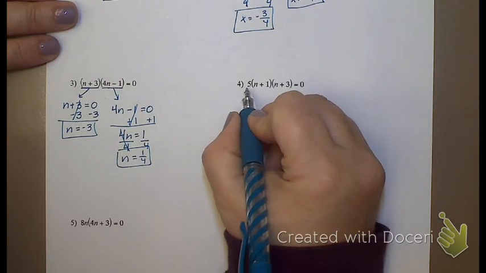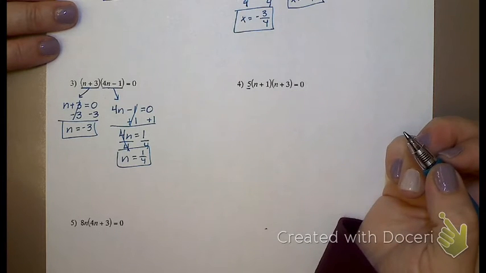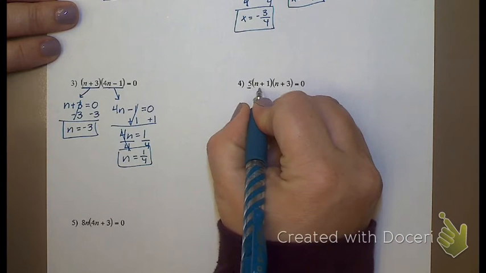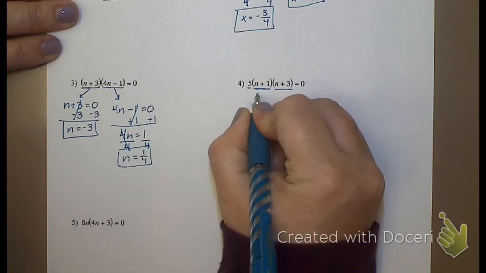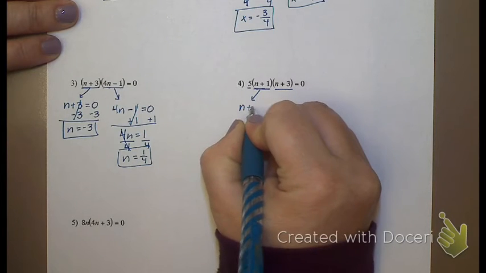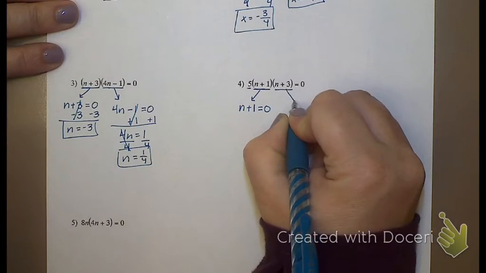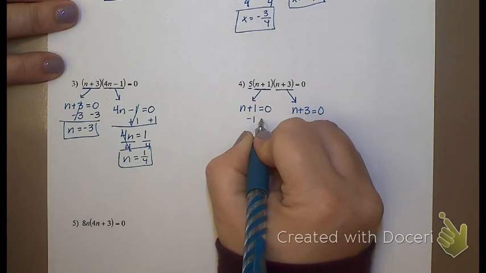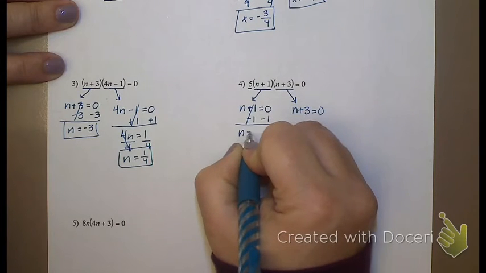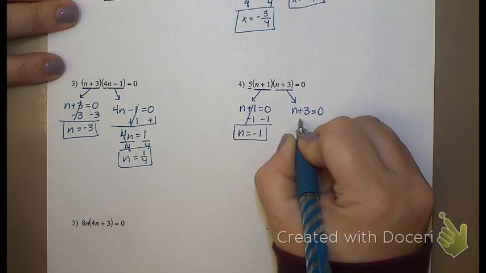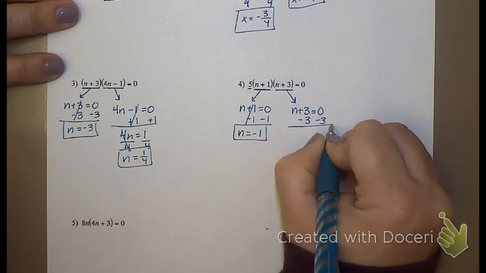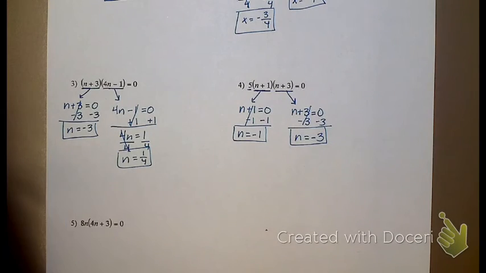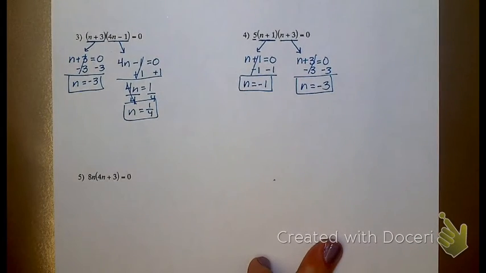So I have a 5 out front. Do I set that equal to 0? No. There's no letter with it. There's no answer with it. So I'm just going to set these two, n plus 1 equal to 0, and n plus 3 equal to 0. So here I'm going to subtract 1. That gives me n equals -1. And over here I'm going to subtract 3. And yes, I do want to see all this work. N equals -3.